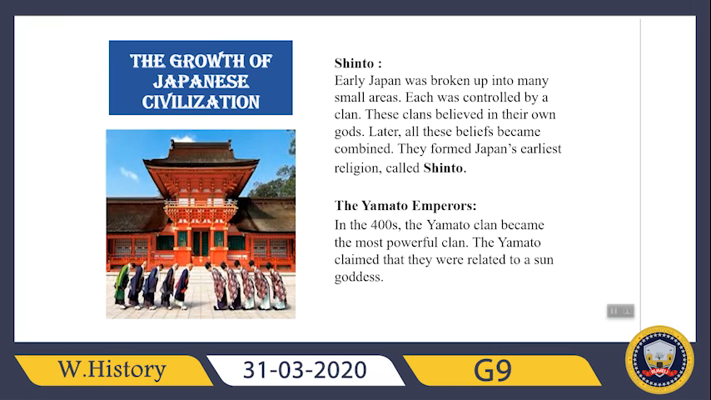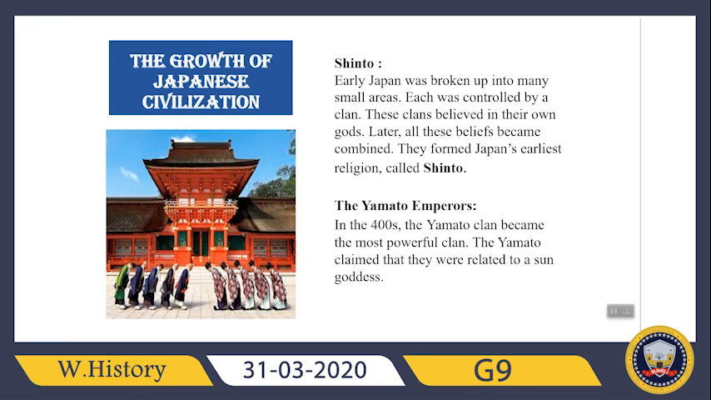Here you listen carefully, because I am going to explain the Shinto. Before Shinto we were talking about the geography of Japan. Now I am going to speak about the Shinto. Early Japan was broken up into many small areas, and each was controlled by a clan. A clan was like an old tribe. These clans believed in their own gods. Later, all these beliefs became combined, and they formed Japan's earliest religion called Shinto. So now you understand what Shinto is.